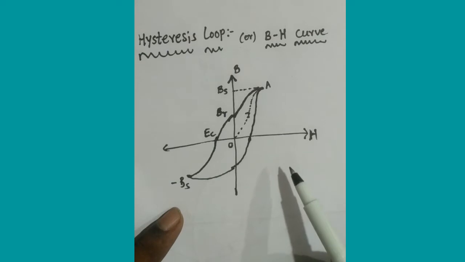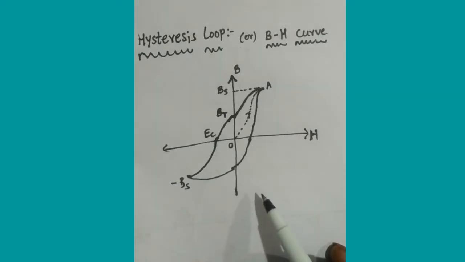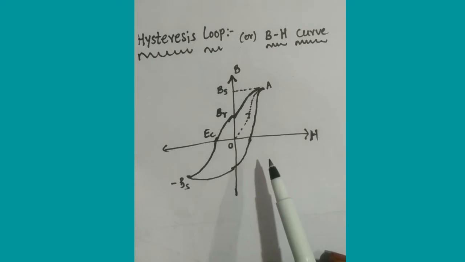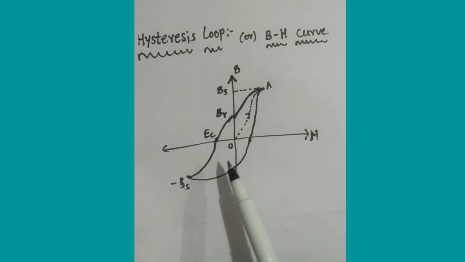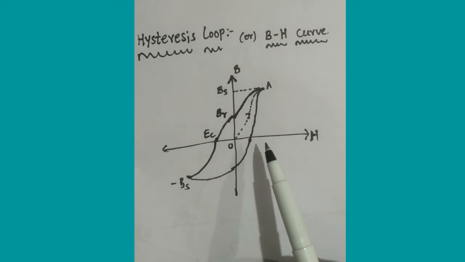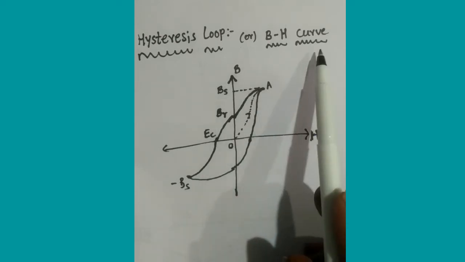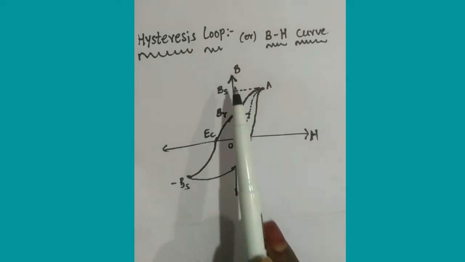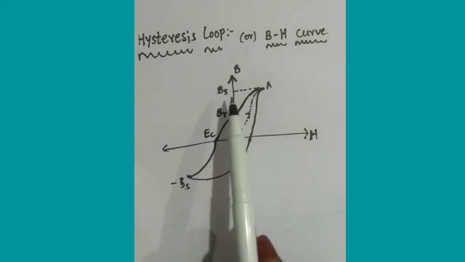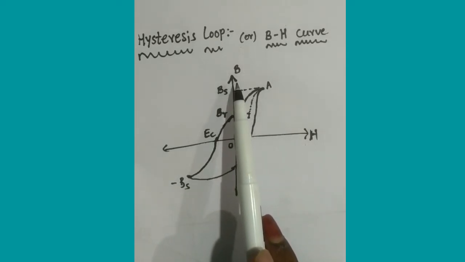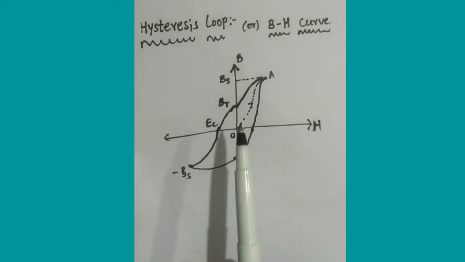By using this, we can classify the ferromagnetic materials as soft magnetic materials and hard magnetic materials. So the BH curve is the graph drawn between the applied magnetic field intensity and the magnetic induction. Okay, I hope you understood.